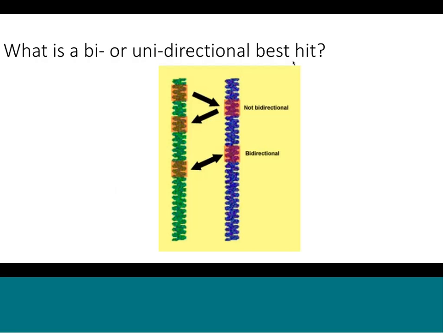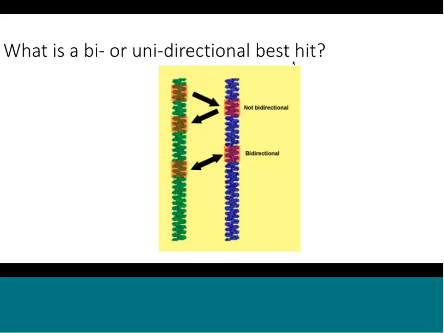So this just describes basically this cartoon, a bidirectional or a unidirectional best hit. The bidirectional is pretty easy to explain. You can see that in the cartoon in the lowest boxes in the green genome and the blue genome. When they're blasted against each other, the best hit is the one that they're pointing at. So they each recognize each other as the best hit.